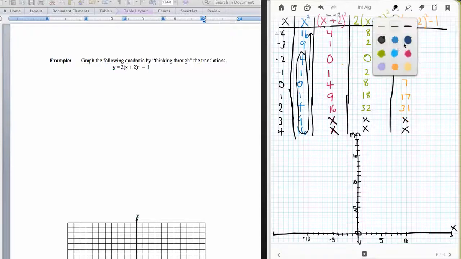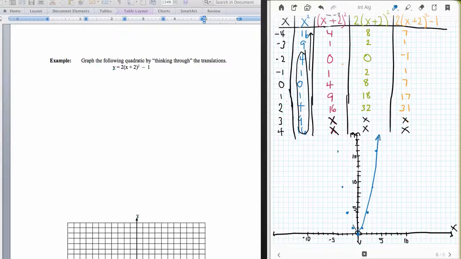So now let's graph all these and go through the translations that way. So we started out with our basic parabola, right? 0, 0. And then we have a 1 and a 1, and -1 and a 1, and 2 and 4, and -2 and 4, and then we have 3 and 9, -3 and 9, and then we have 4 and 16, and -4 and 16 there as well. Okay, so there is our first parabola.